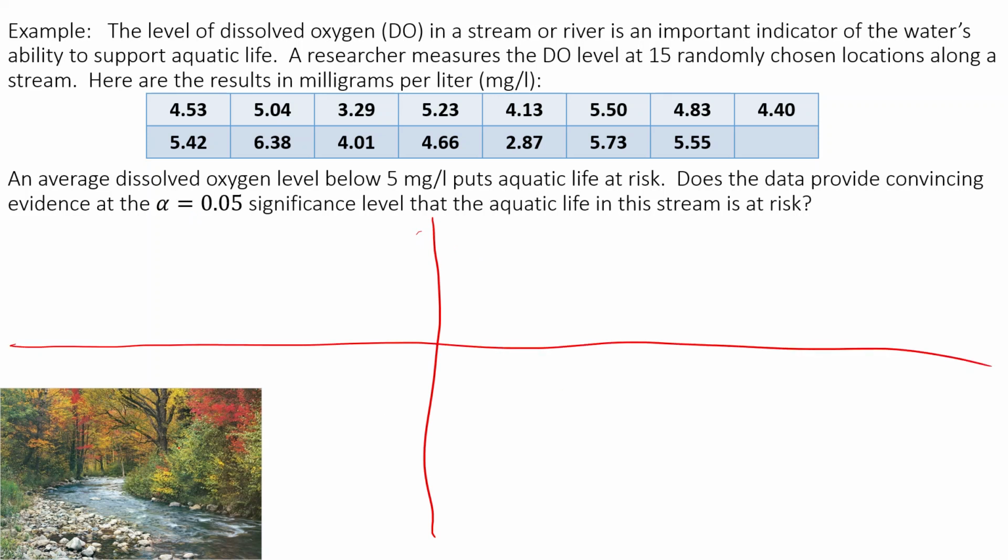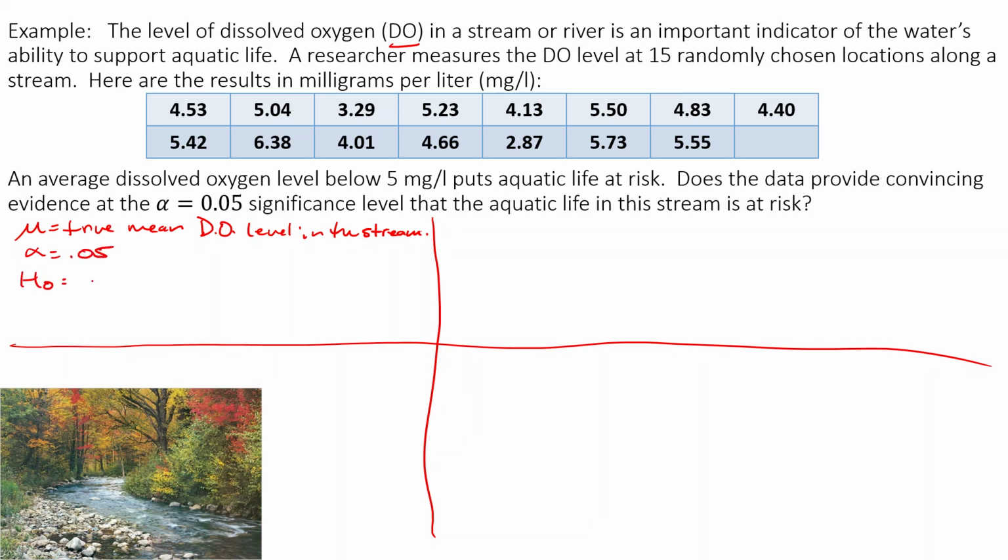I kind of wanted to sneak the picture in here too, just to mix things up, but it doesn't leave me much room there. All right, so we've got that mu is the true mean dissolved oxygen. I suppose I should just write DO. They told me I could write DO right there. DO level in the stream. There we go. And let's see, alpha equals 0.05.